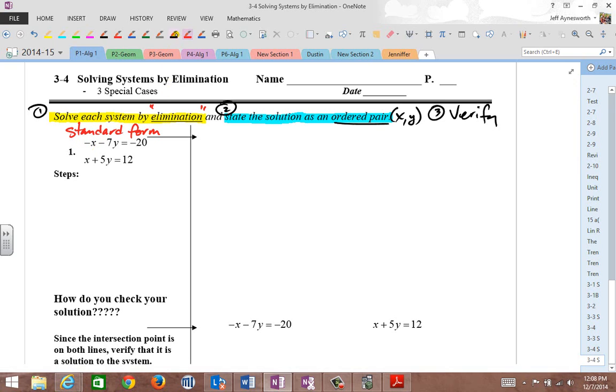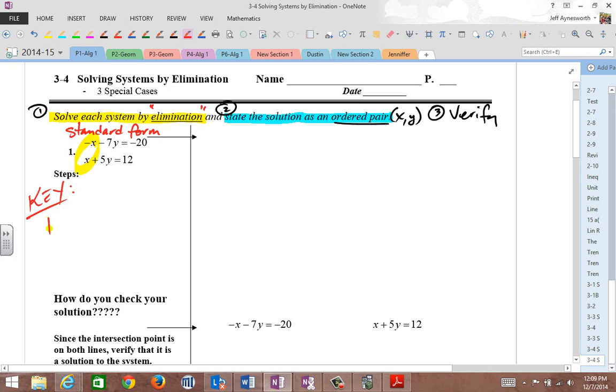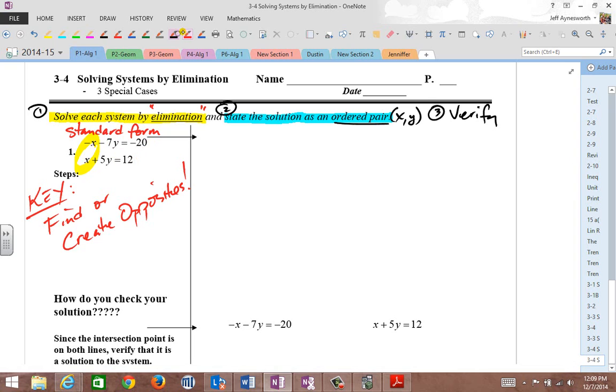But in this system, you notice that the x's here are opposites of one another. Negative x is the opposite of x. The key to this system, let's put it down on the left-hand side, is to find or create opposites. We know that opposites always cancel out to zero, so if we find a pair of opposites, like I see in the x's here, we can add the equations by combining like terms, x's with x's, y's with y's, constants with constants, in such a way to eliminate one of the variables. In this case, we're going to eliminate the x's.